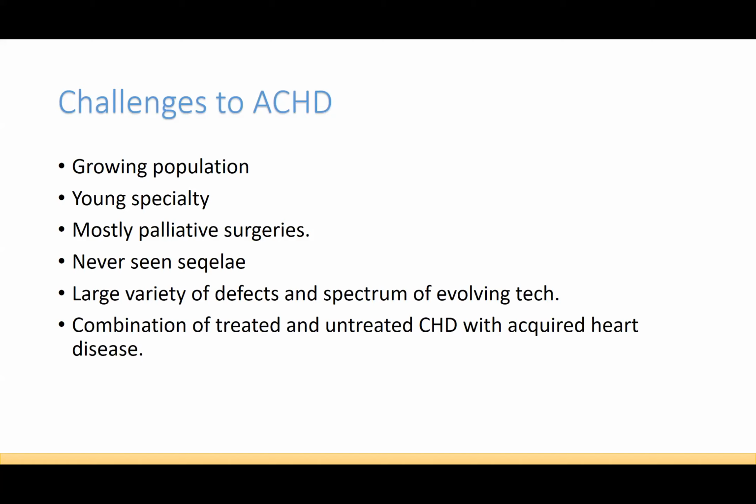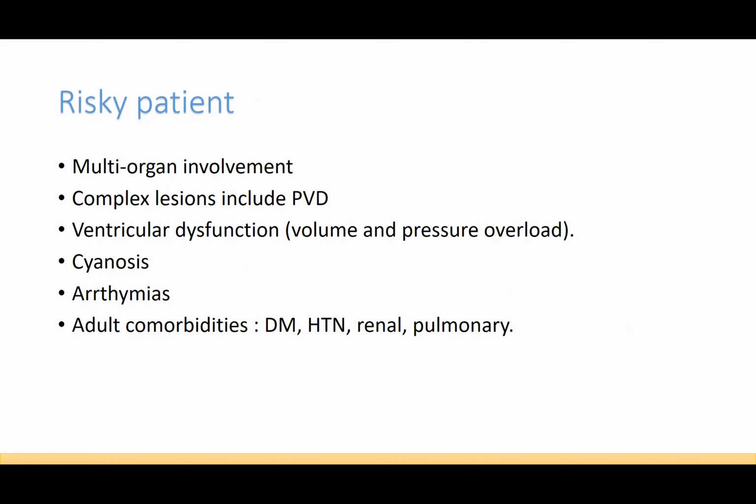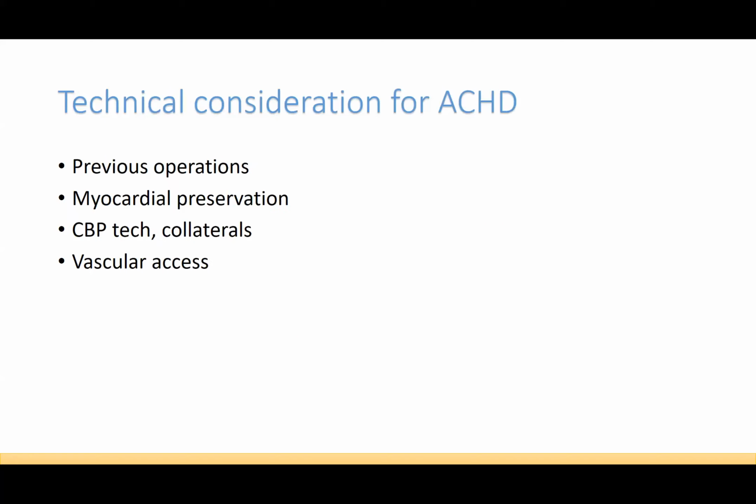There is a combination of treated and untreated congenital heart disease with acquired heart disease. So they are very risky patients with multi-organ involvement. Complex lesions include peripheral vascular disease, ventricular dysfunction, volume and pressure overload, cyanosis, and arrhythmias, the worst and most common complication among them, plus adult comorbidities: DM, hypertension, renal disease, and COPD or pulmonary disease.